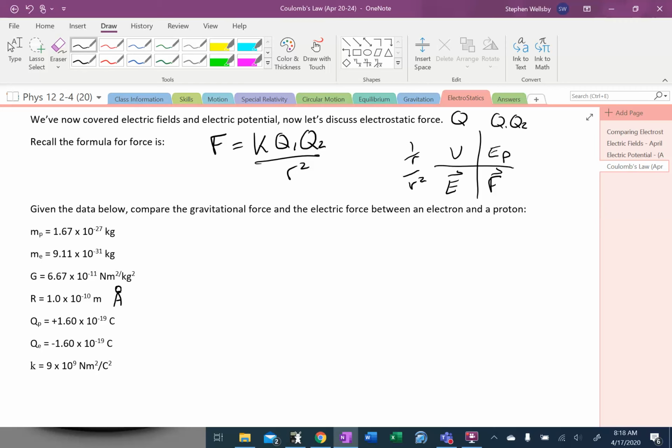So if you have a hydrogen atom, the electron is about 1 angstrom, or about 10 to the minus 10 meters from the nucleus. And then we've got the two charges here: charge of proton, charge of electron, and k, this universal constant that we have. So pause the video here and calculate those two values for those two quantities.